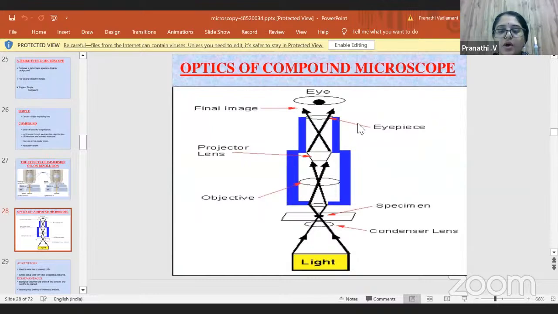So when it comes to the optics of the compound microscope, the final image is where you're going to see over here. This is the eyepiece, the projector lens. So this is where we have our chromatic and spherical aberration coming into place. So there is a difference between the eye, where we see the image, and where the actual image is formed.